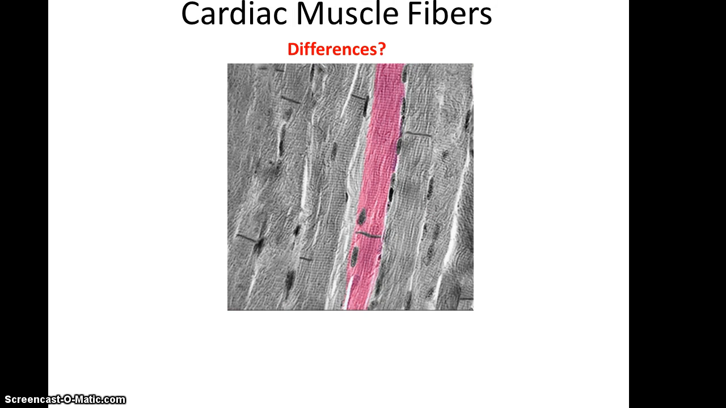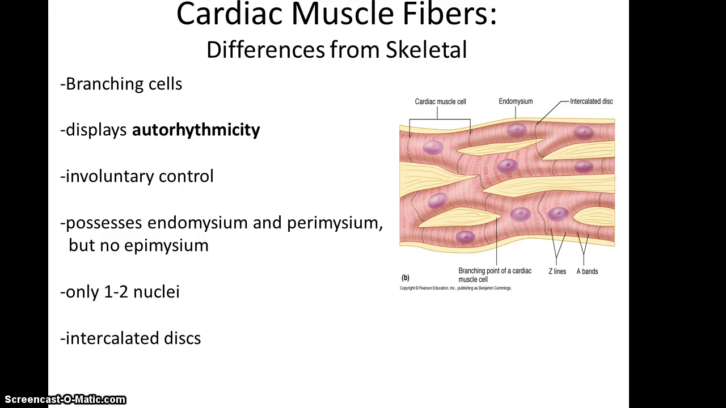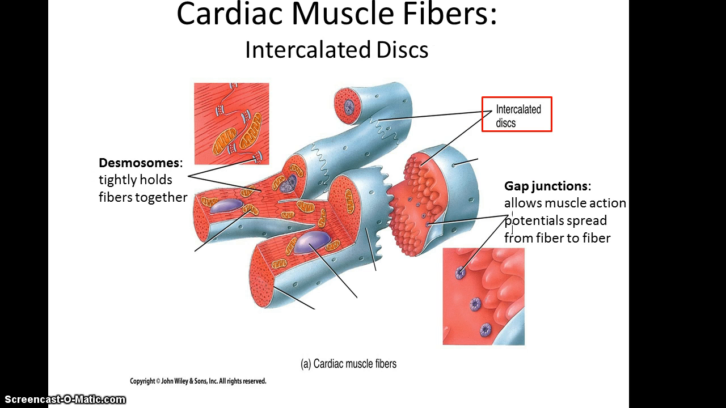Cardiac muscle fibers. As we know, they are different from skeletal muscle fibers because they're branched, they are controlled involuntarily, and they display autorhythmicity; they can generate their own muscle action potential. And while they possess, as an organ, the endomysium connective tissue and the perimysium connective tissue, they lack that final outer epimysium connective tissue. And of course, they have those intercalated discs. And these are important because at the intercalated discs are gap junctions. And this allows that muscle action potential to flow between the connected cells in the heart tissue.